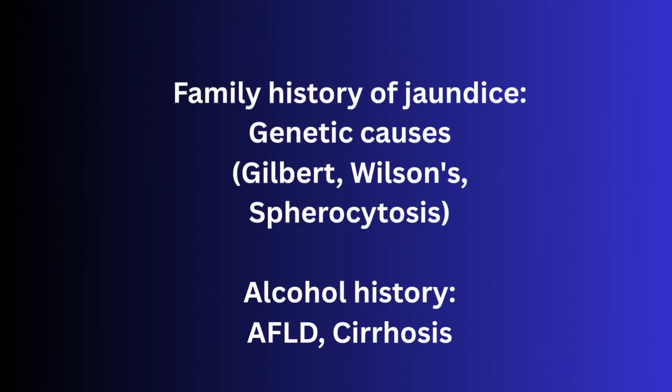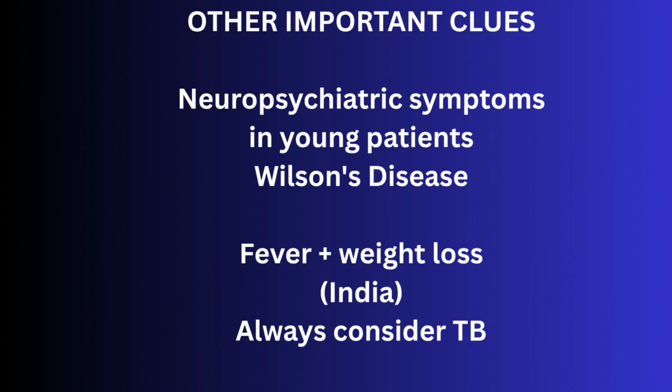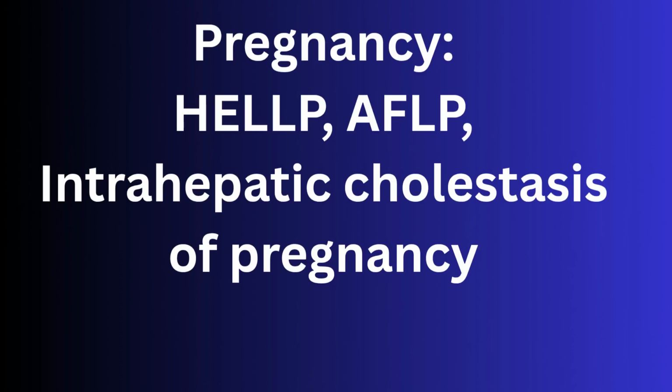Family history of jaundice points towards genetic causes like Gilbert syndrome, Wilson's disease, hereditary spherocytosis. Alcohol history points towards alcoholic fatty liver disease or cirrhosis. Neuropsychiatric symptoms in a young patient, always think Wilson's disease. Fever with weight loss in India, always keep tuberculosis on your differential. And in pregnancy, think HELLP syndrome, acute fatty liver of pregnancy, or intrahepatic cholestasis of pregnancy.